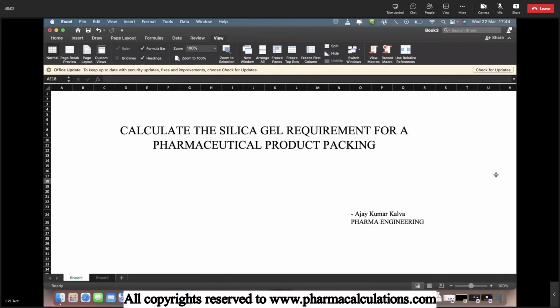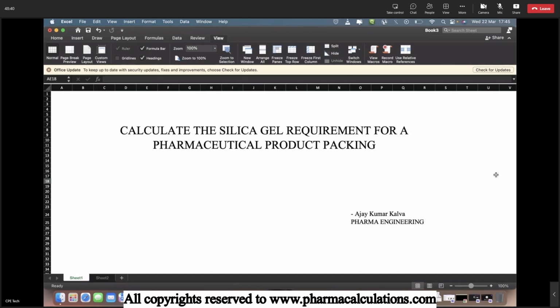Good evening, everyone. Today we are going to see how to calculate the silica gel requirement for a pharmaceutical product packing. Usually, silica gel is a type of moisture absorbent that we add in between the packings, so that while opening or while packing, if the moisture increases, the silica gel will try to trap the increased moisture and avoid the product from getting affected.